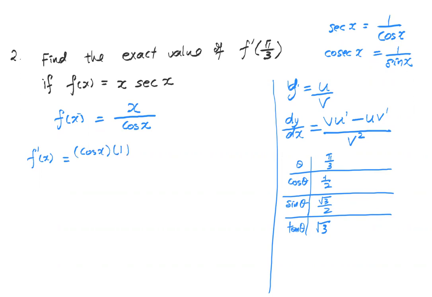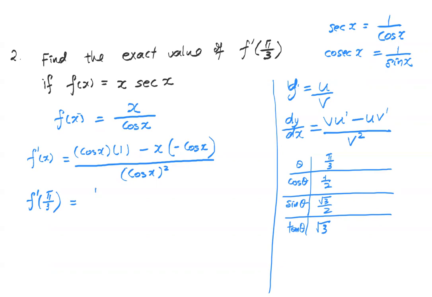Take away u, v prime is negative cos x. Derivative of x is 1, so I don't write it down. Divided by cos x, the whole thing squared. So if I have this table in hand, I will write down f prime pi by 3. I can straight away substitute the value. Cos pi by 3 is half. So I write down half here.